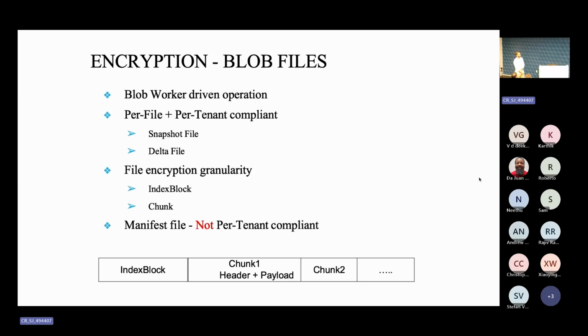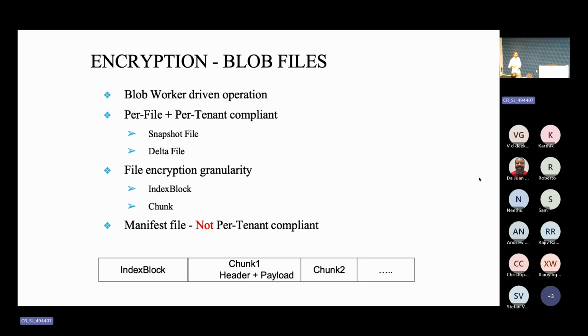The last encryption, and I'll close it very soon, is the blob. Again, the blob worker writes in a much bigger file fashion. And at the end, the file is written as an index block, and then each chunk is encrypted by its own key. So you can control each chunk's encryption, and it's even possible to rotate the encryption here.